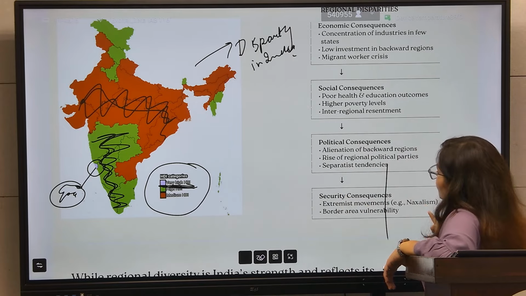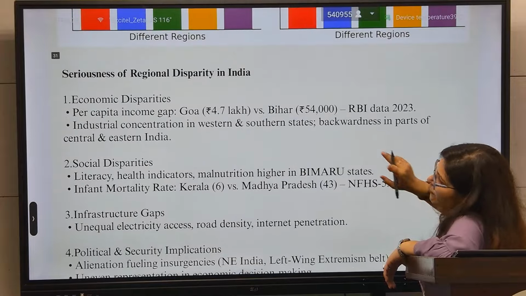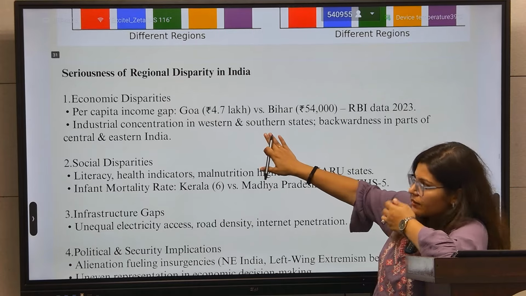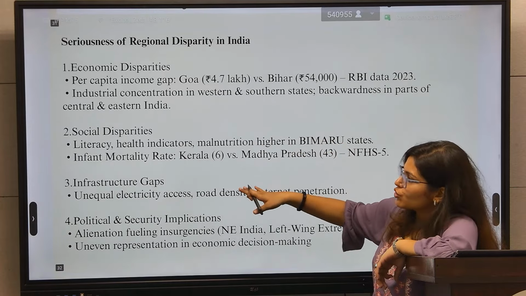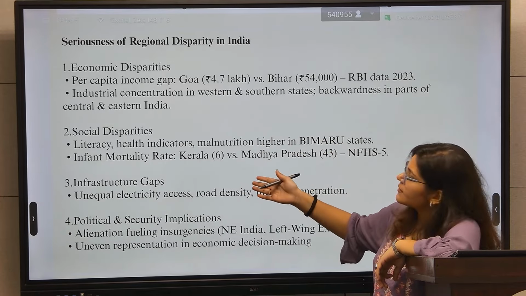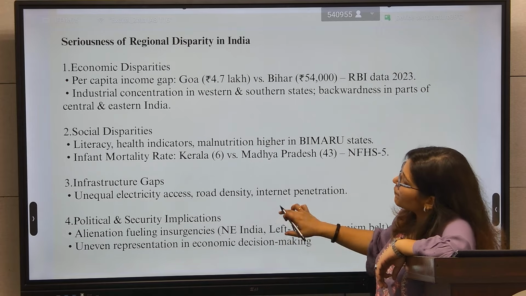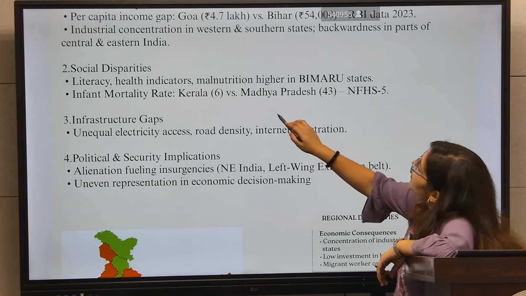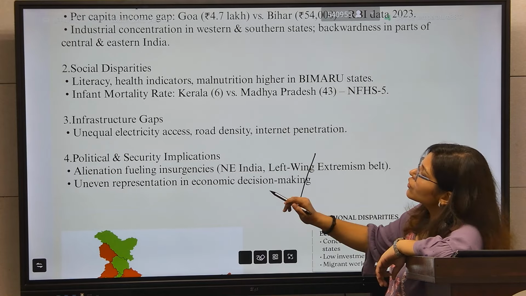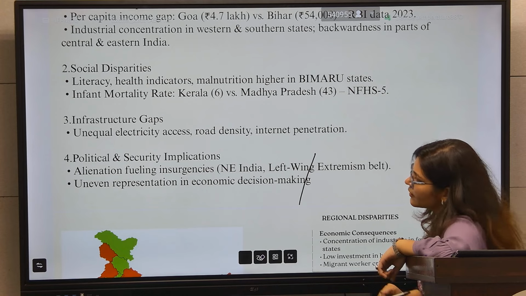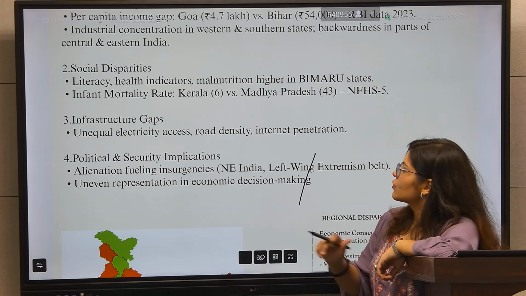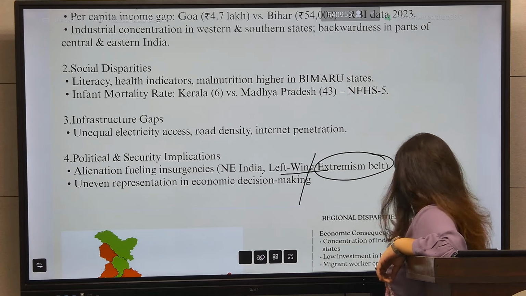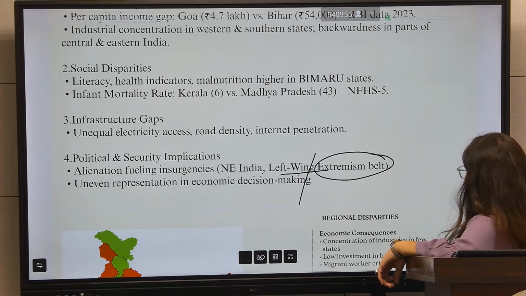Now for seriousness, first you have to mention the data that economic disparity exists, give the per capita income gap. Then there is social disparity, for example literacy rate and infant mortality rate, and the infrastructural gap. I give you the example of Maharashtra and the northern states. Then there are also political and social security implications. In northeast India there is left wing extremism, so you can also give this.